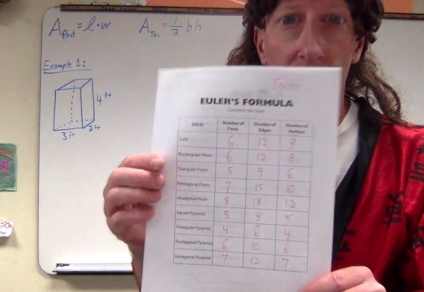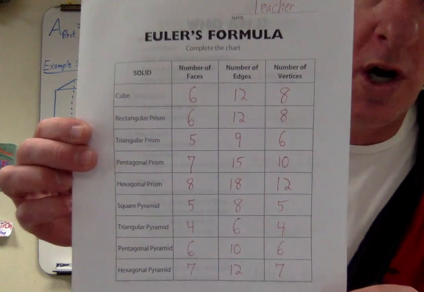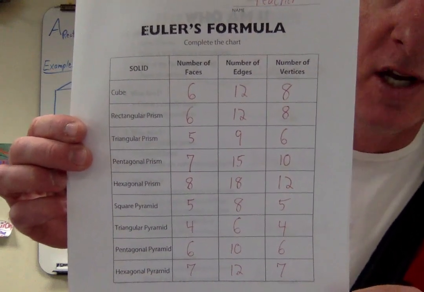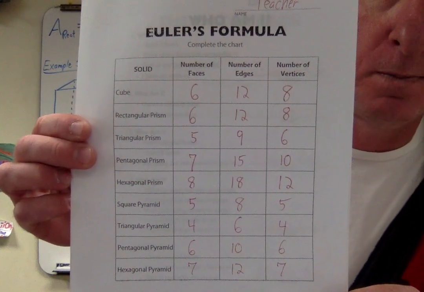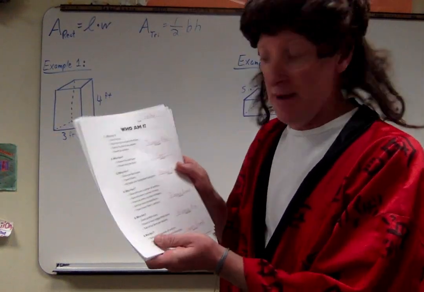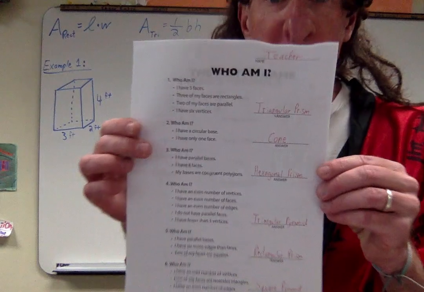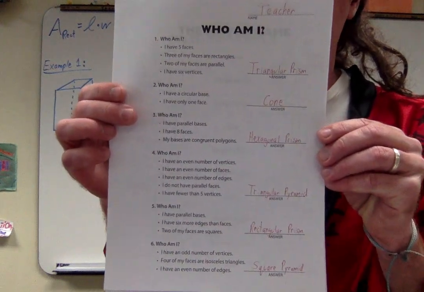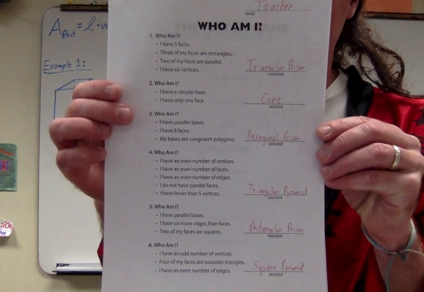Here is the answers to the Euler's formula sheet. Why don't you hit pause right now, take a look at those answers. And here's the answers to Who Am I? If you got that first page right, this one shouldn't have been too bad. Why don't you hit pause, take a look at that one.